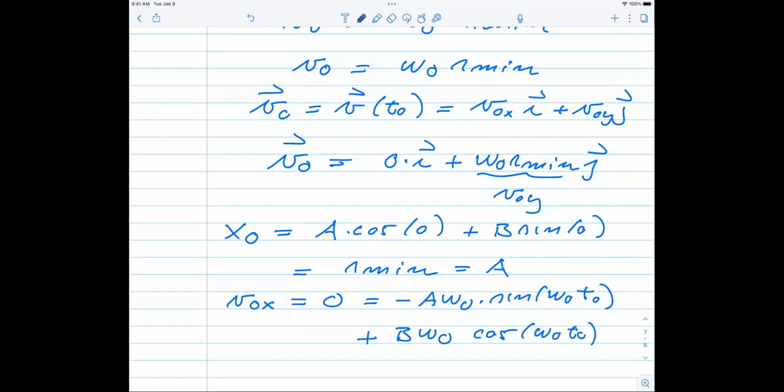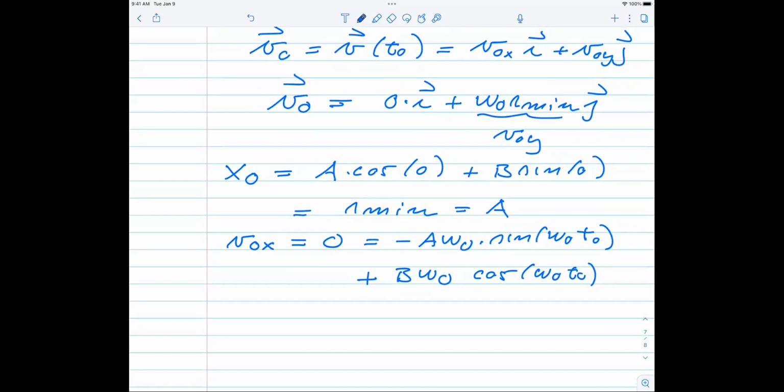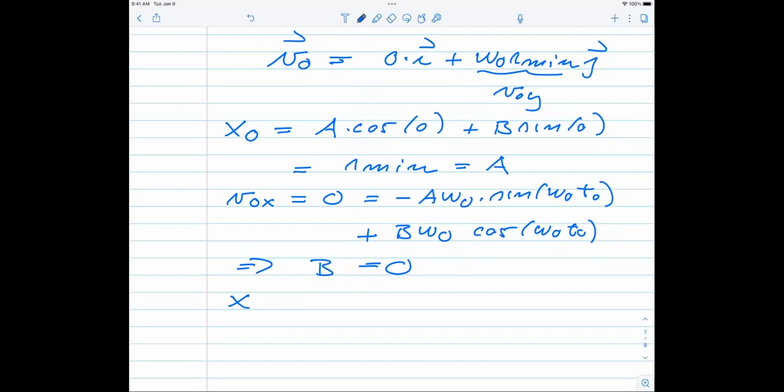So t0 is 0. So that means then, since we have defined a value for a, we know that this quantity here has to be 0. And from this, it follows simply that this quantity b has to be equal to 0. And then we have the solution x of t, which is given by r min, multiplied with cosine, and then we have this omega times t.